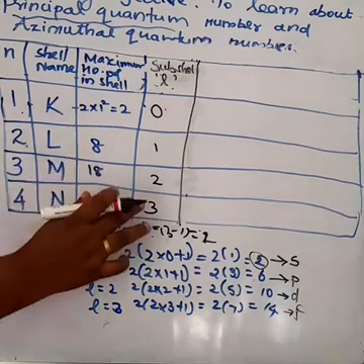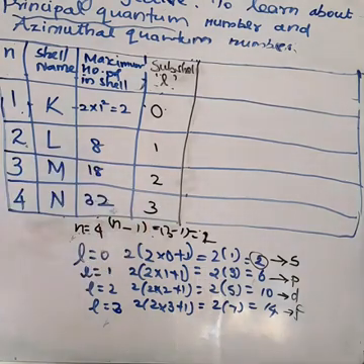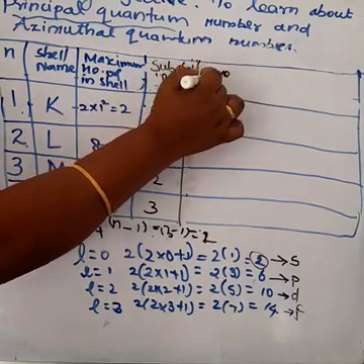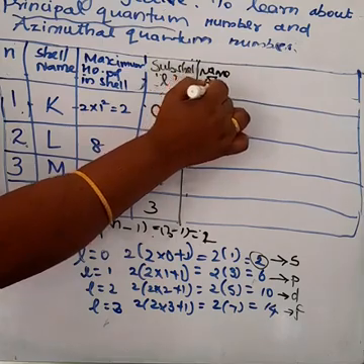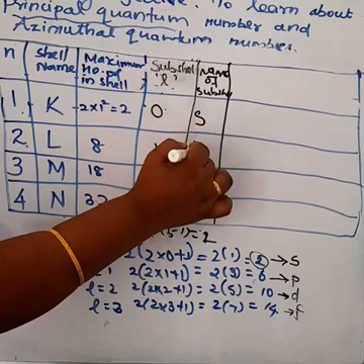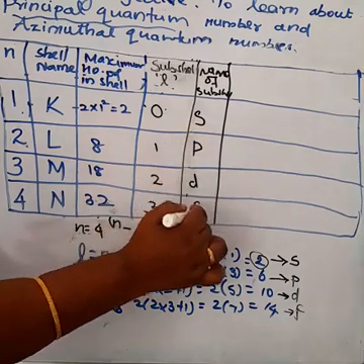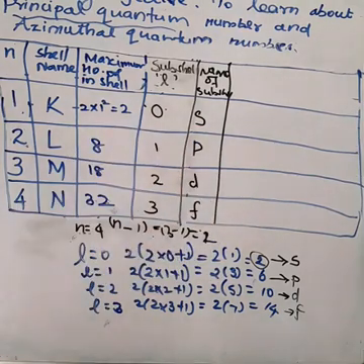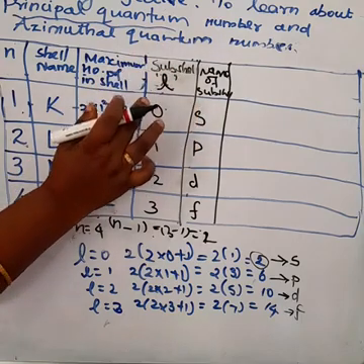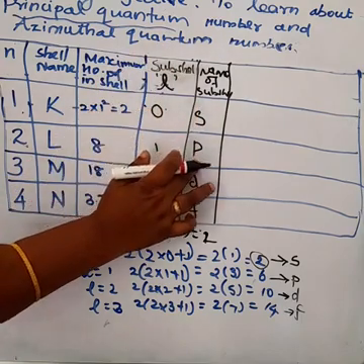Okay, and what is the name of the subshell or orbital? 0 means s orbital. 1 means p orbital. 2 means d orbital. 3 means f orbital. Understood? So L denotes the subshell. There are 4 subshells: s orbital, p orbital, d orbital, and then f orbital.